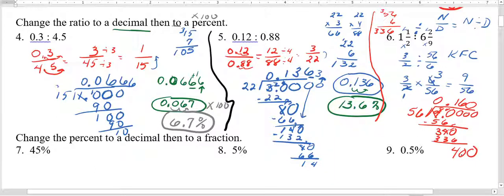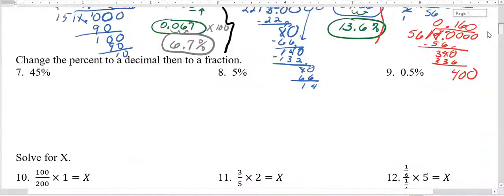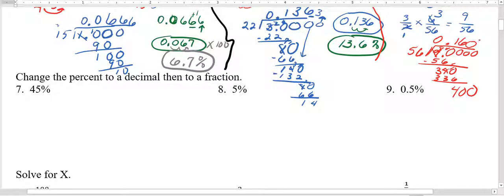And then 56 will go into 400, I think 7 times. So if I do 56 times 7, 6 times 7 is 42. Okay, that's what I get for writing too much to the top. So it's going to go 7 times. 7 times 6 is 42. Carry my 4. 7 times 5 is 35, and 4 is 39. So I get 392. And I'm going to subtract, so I've got to borrow. So I get 8 for my remainder.